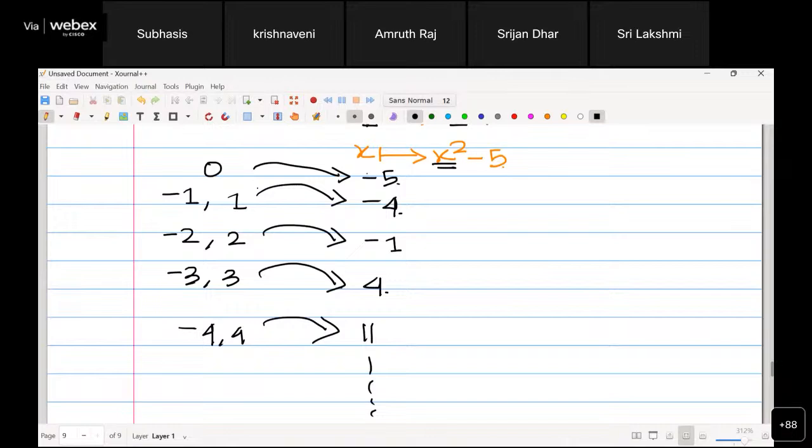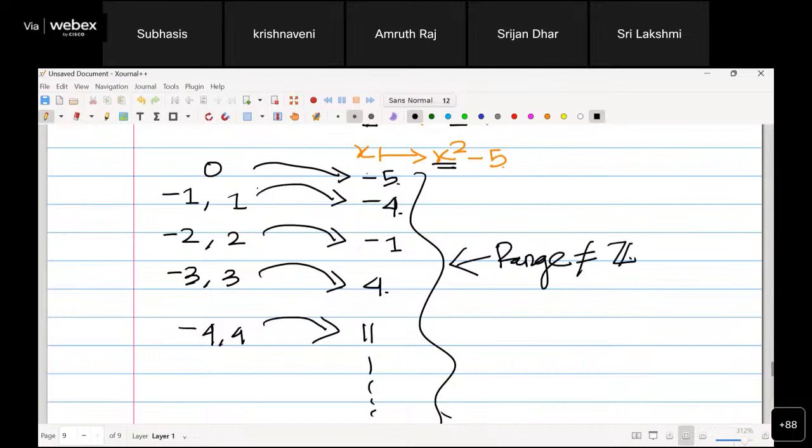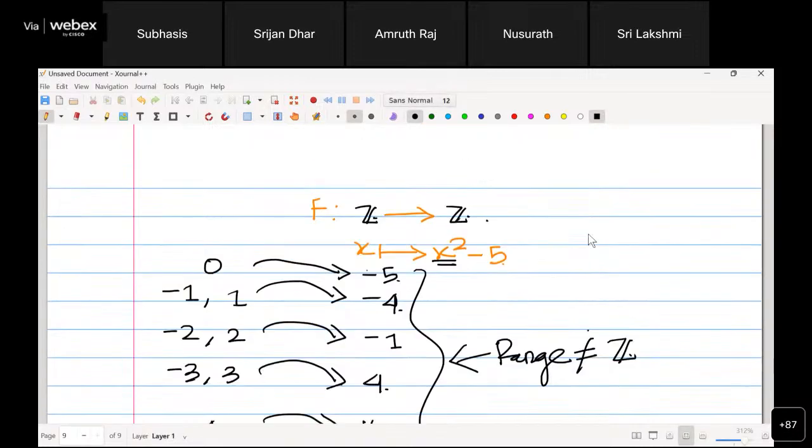So this is your range set, right? It's not equal to the codomain. The codomain is all the real numbers. So we can check this by using the vertex formula. The vertex of the parabola, x square minus 5, gives us minus 5 to infinity. So that is one way of saying that you should not get whole integers.